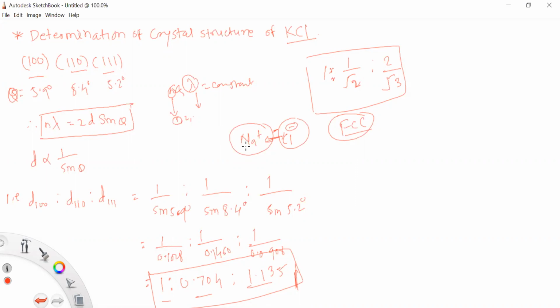So these planes 100 and 110 planes contain equal number of both sodium and chloride ions. But in the reflection of 111 planes, the Na plus ions are exactly in the phase of the reflections of the intermediates, that is the chloride ions, right? So this is lying halfway between these Na plus ions, and therefore it causes the interference.